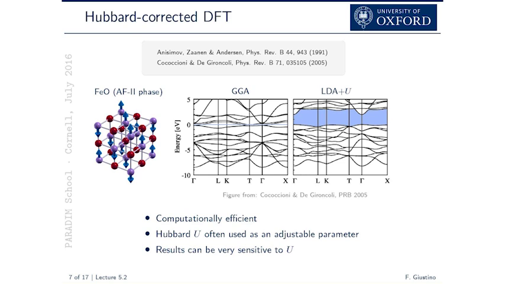The other reason why it became widespread is that it's very efficient computationally. The overhead compared to a standard calculation without the Hubbard corrections is tiny. You won't even notice if you try to. If you add these kinds of flags in the input files, you will not notice the difference. For some big systems, you will notice it, but in general, it's not a big overhead.